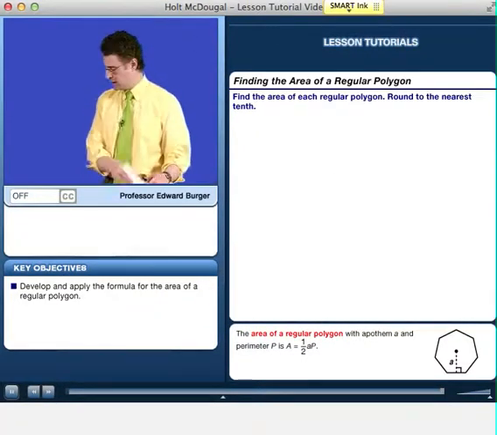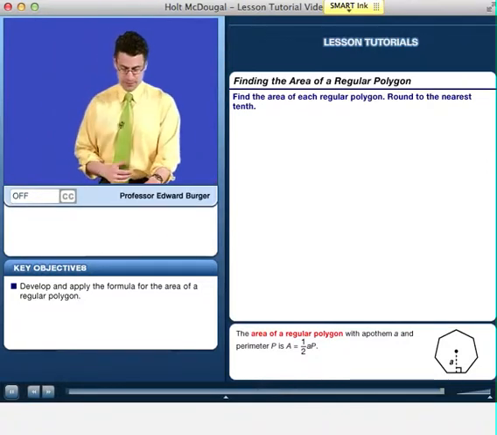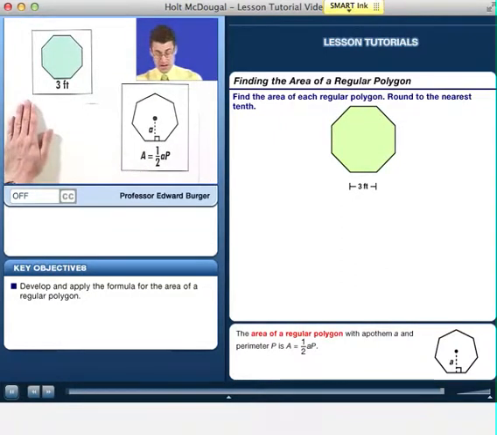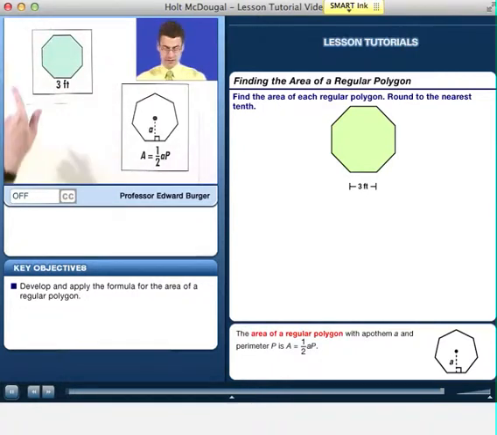Let's try one more. All right. The octagon. The stop sign. 3 feet each side has. It's a regular one, so all angles are equal and all sides have the same lengths. How many degrees does each angle have, by the way?